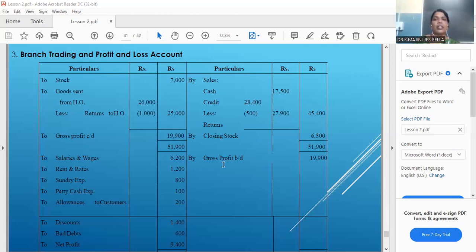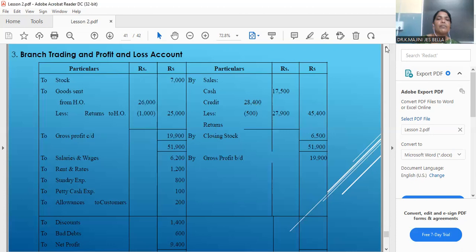Then you total it and write it in the outer column. 45,400. Then by closing stock. Closing stock is given in the question, right? 6,500. Write the closing stock 6,500. Put the total 51,900. Gross profit CD 19,900. Okay. So besides the total 51,900, bring down the gross profit, by gross profit BD 19,900.